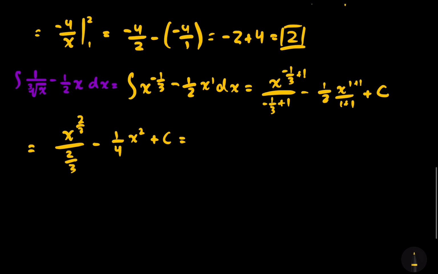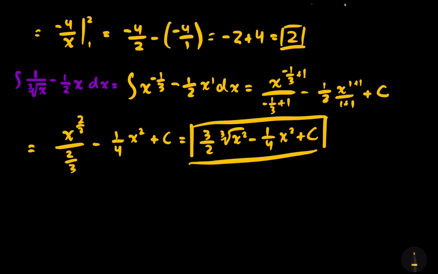Simplify this term even more if we would like. We get 3 over 2 times the cube root of x squared minus 1 over 4 x squared plus c. And so that right over there would be our final answer. I encourage you to differentiate this to validate that this actually works.